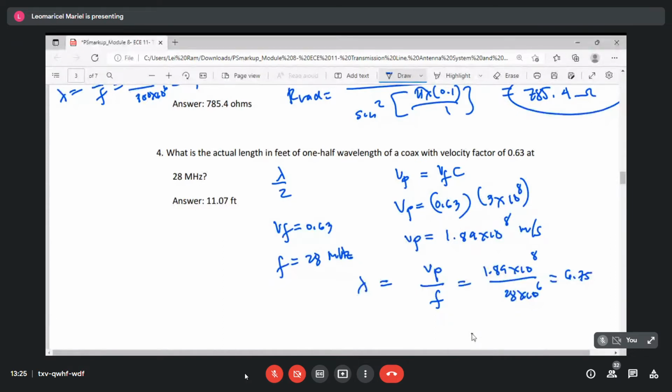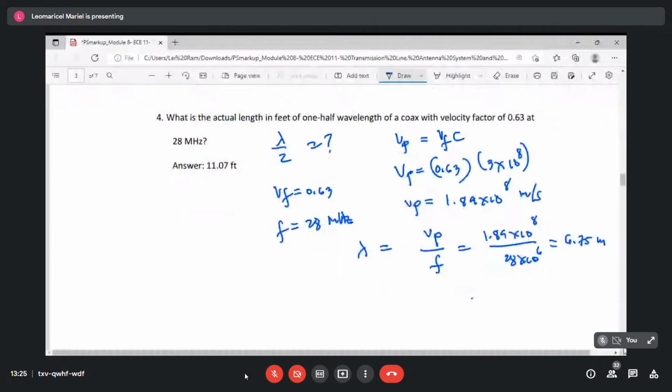6.75 is the unit. Meters yan. Now, ang tinatanong is the half wave dipole. Therefore, yung 6.75 meter, divide mo ng 2. So that will be the lambda over 2. 6.75 divide 2 is 3.375 meters. Ang sagot. Eh, in feet daw.